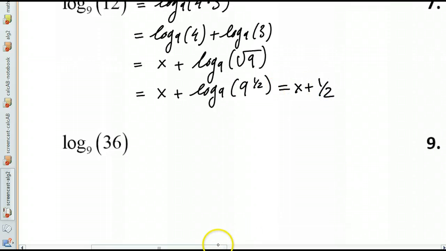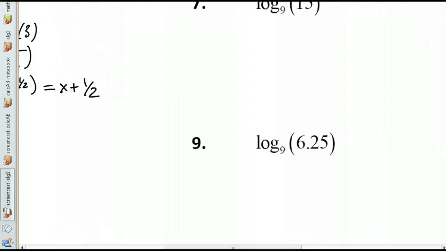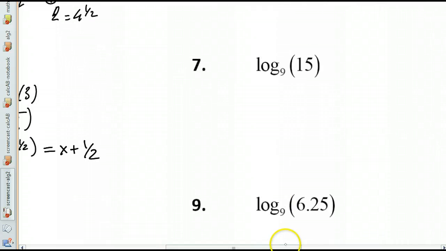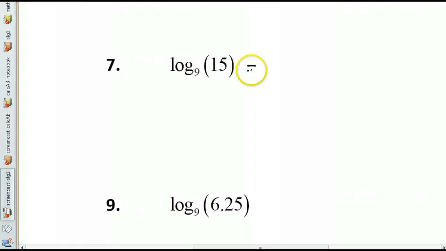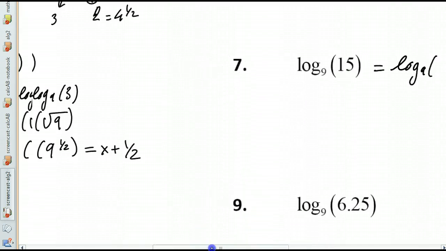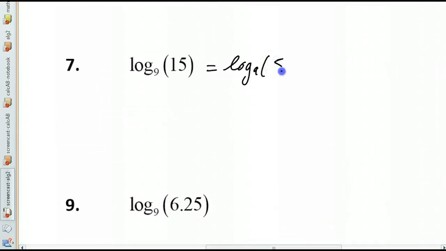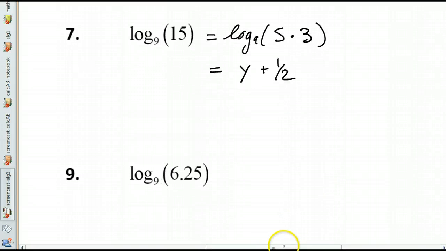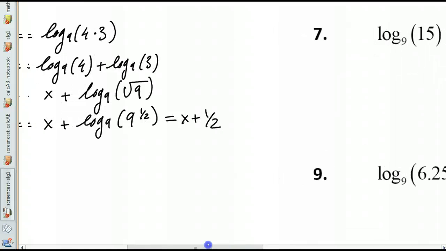Okay? All right. Next one. Well, come on, that's going to be the same, right? This is going to be log base 9 of, did I put the 4 first or the 3? Yeah, 5 times 3. So you're going to break it, and it's going to come out to be y plus 1/2. Okay, if you're not sure, make sure you go over the detail. Come and see me if it's still not clear.